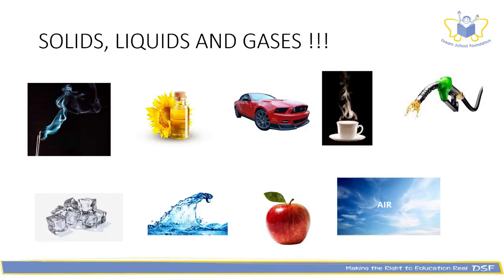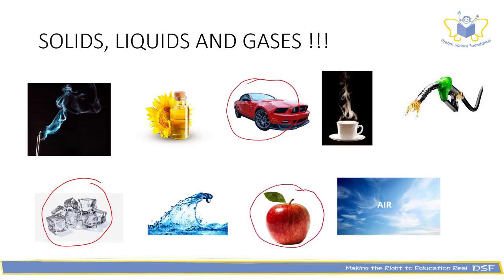Here, some of the objects can be touched, some have a proper form, and some are even difficult to hold. Let us mark the ones which have proper forms or shape and that which we can touch. And that would be ice cubes, a car, and an apple, right?